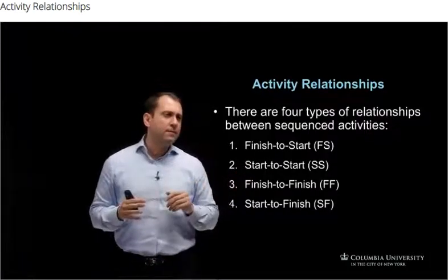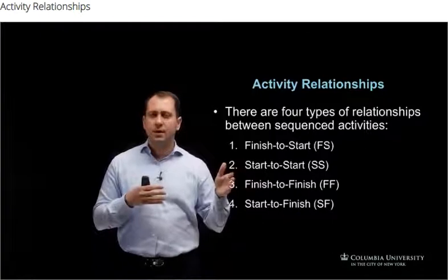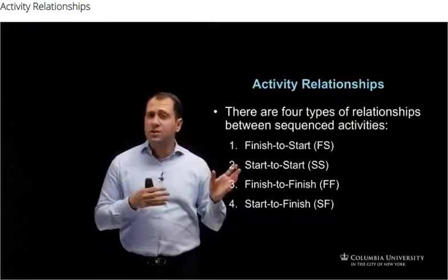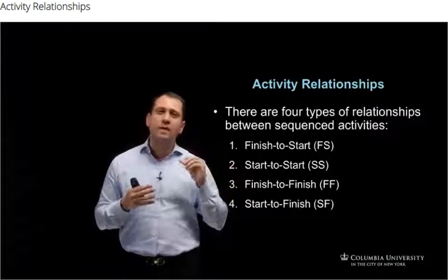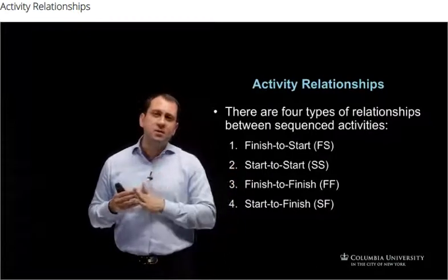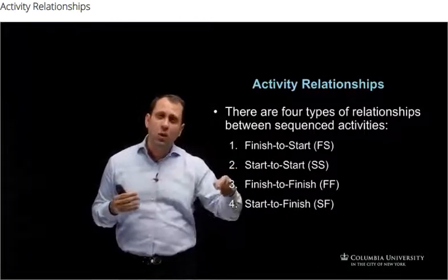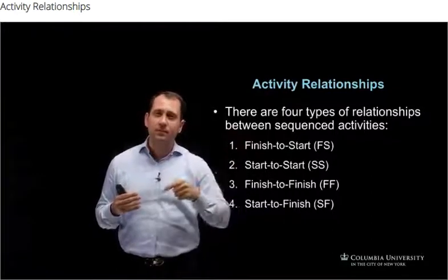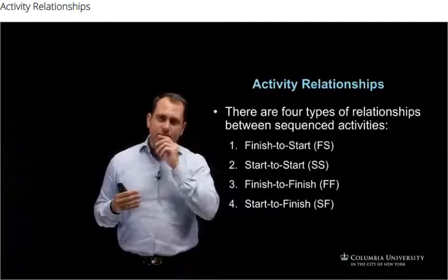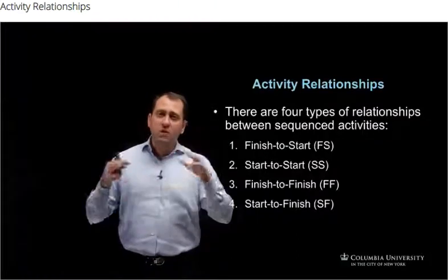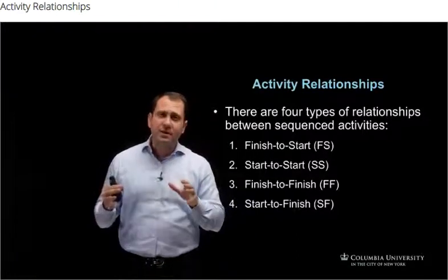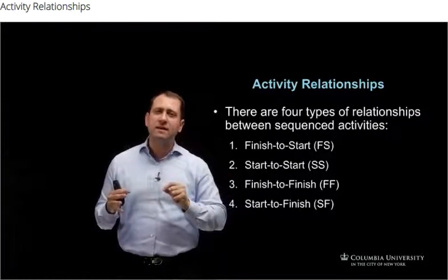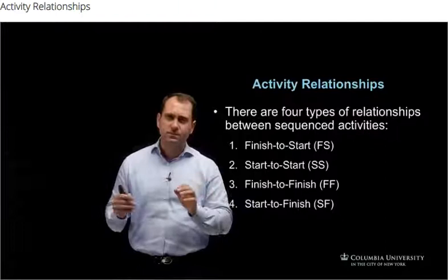Number 3, a finish to finish relationship. This kind of connection or relationship is when one activity finishes, so does another one, at the same time. For example, the project closeout does not finish until the punch out list activity is completed.